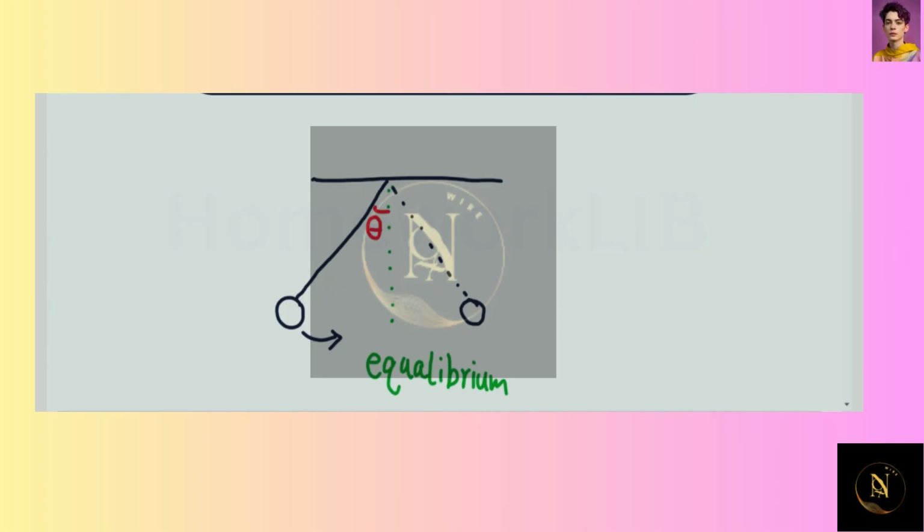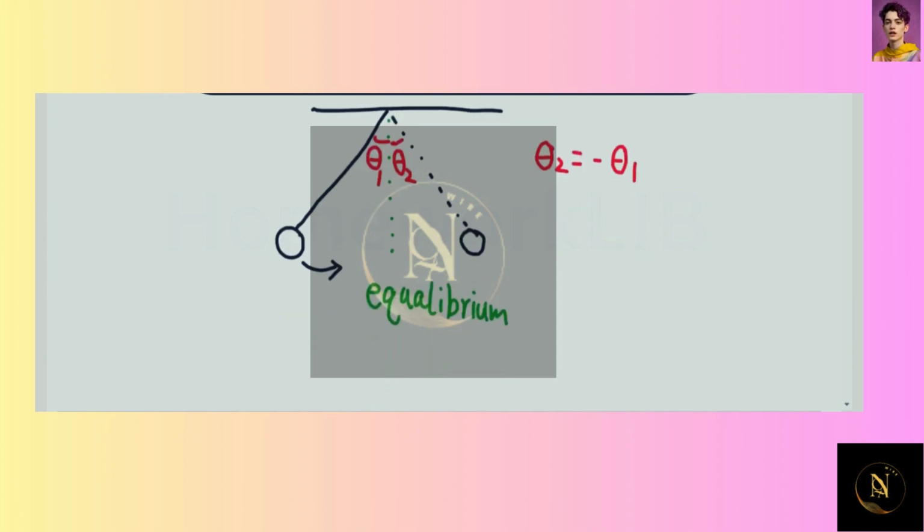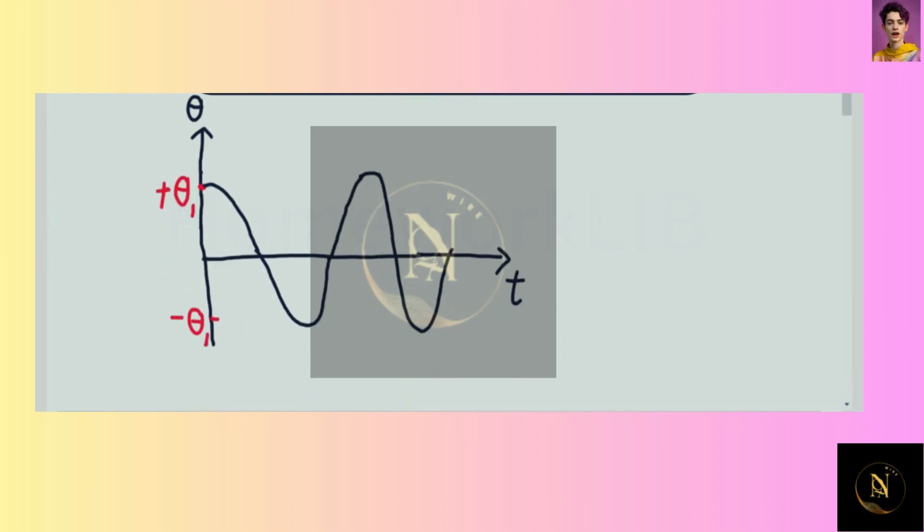And let's say that it's theta 1, okay? Which means that this point here should be, let me do this, theta 2. And theta 2 should be equal to negative theta 1 if we consider the position at theta 1 as positive position, okay? So this is the angular displacement versus time graph, okay?